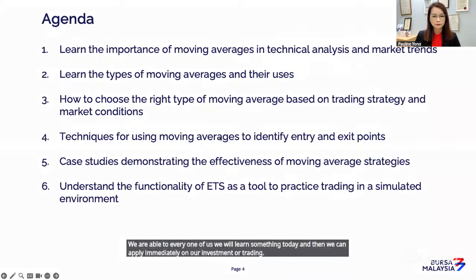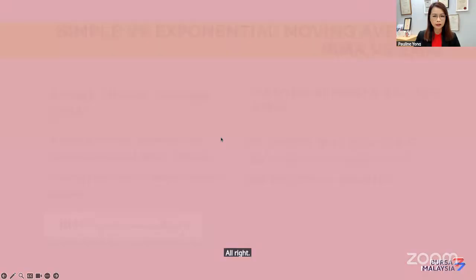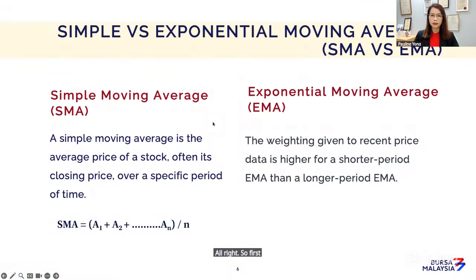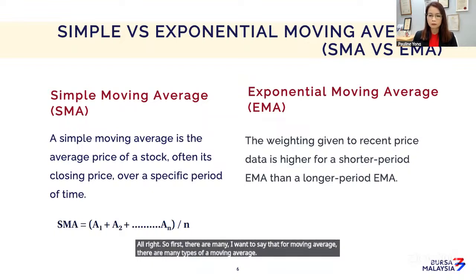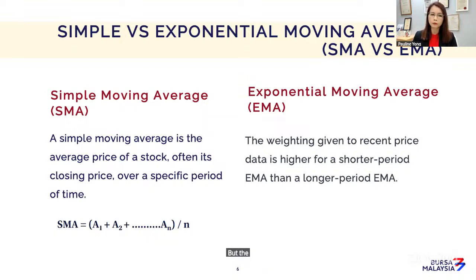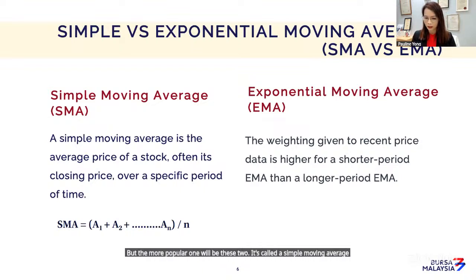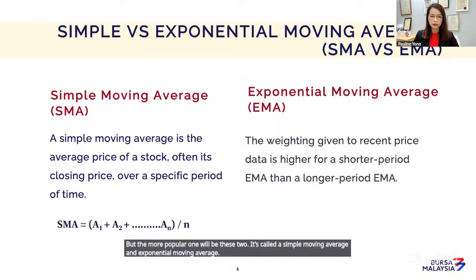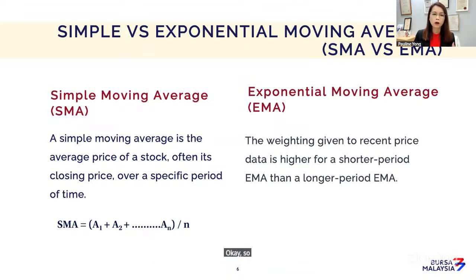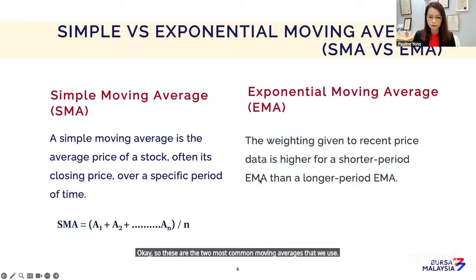All right. So first, for moving average, there are many types of moving average, but the more popular ones will be these two. They are called the simple moving average and the exponential moving average. These are the two most common moving averages that we use. So let me explain the first one.